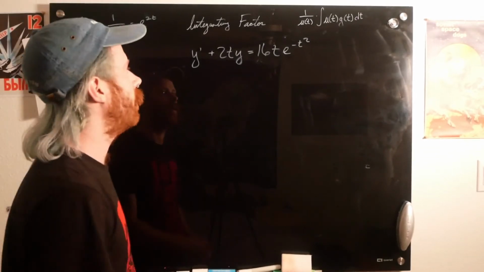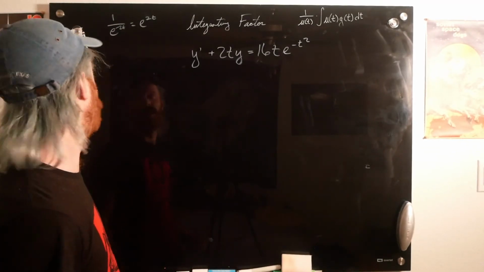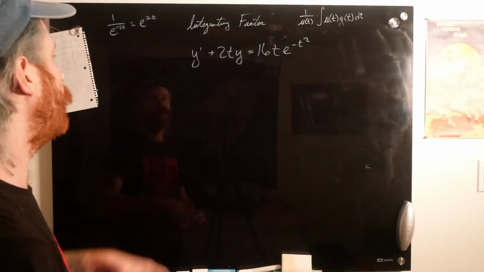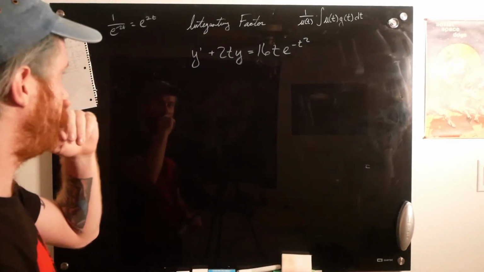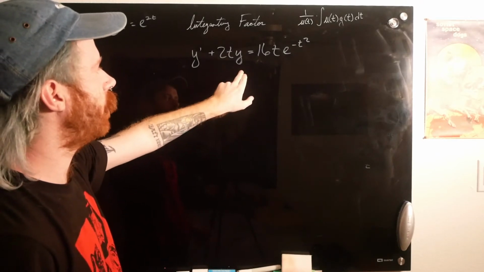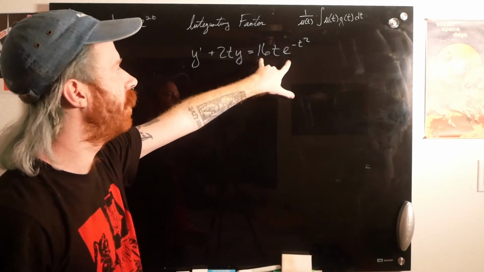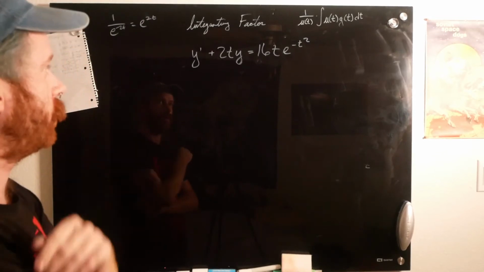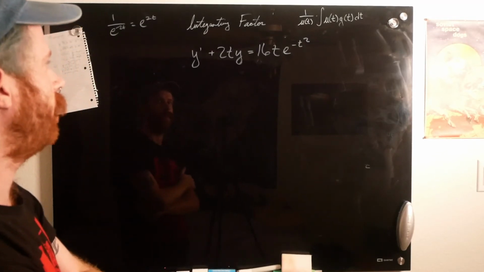Alright, back with another problem for you, integrating factor. So we have everything: the y prime is alone, which is good. We have a function of t in front of this y, which is also good. We have a function of t on the right hand side, which is our g of t, which is in the form we need it.